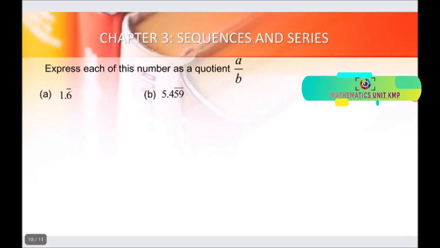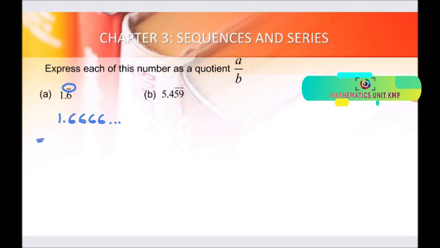Next question, express each of these numbers as a quotient a over b. So the first rational number 1.6 with the vinculum sign up there. Vinculum means an oval line that represents a repeating decimal number. So for 1.6 here, it means 1.6666 and so on. Okay, so we want to change 1.666 into a quotient or fraction.